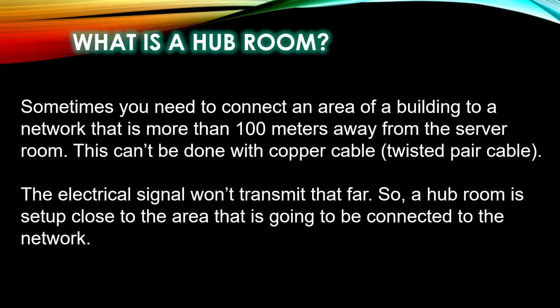Sometimes you need to connect an area of a building to a network that is more than 100 meters away from the server room. This can be done with copper cable or twisted pair cable. The electrical signals won't transmit that far, so a hub room is set up close to the area that is going to be connected to the network.